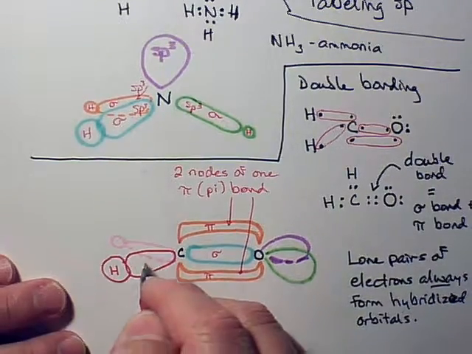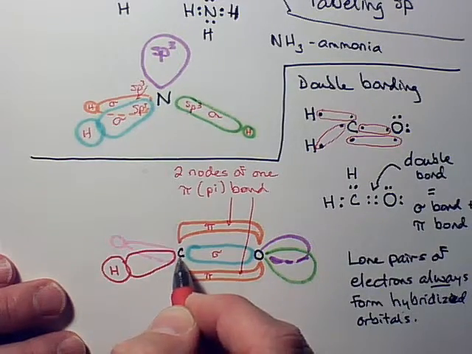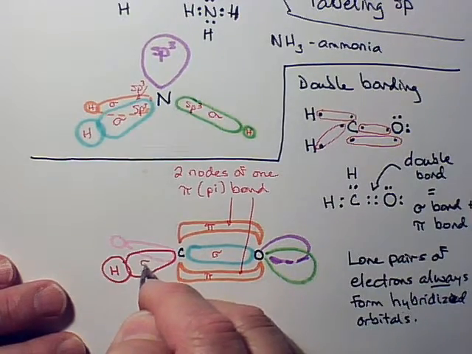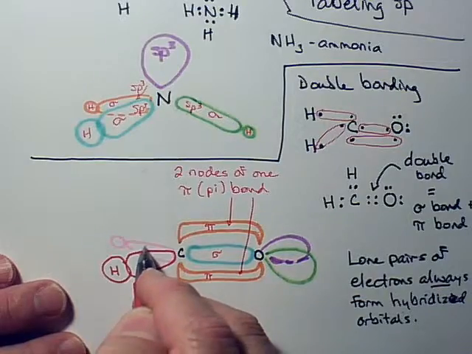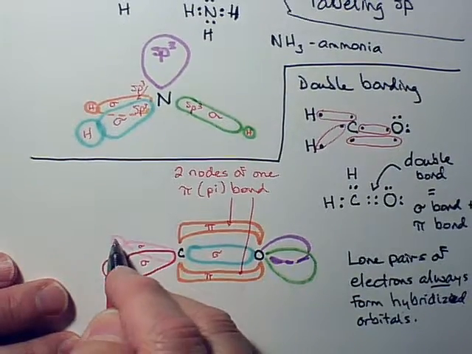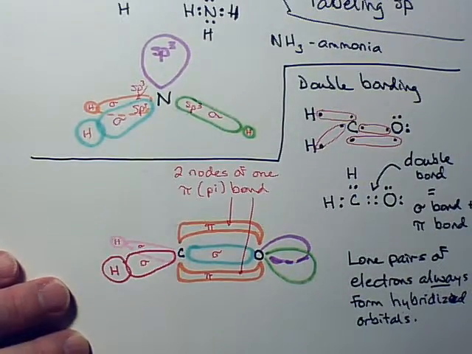Mm-hmm. And this is directly on a line between the two nuclei. So this is pi. I mean, this is sigma. And this is sigma. And this is a hydrogen out here. Okay?